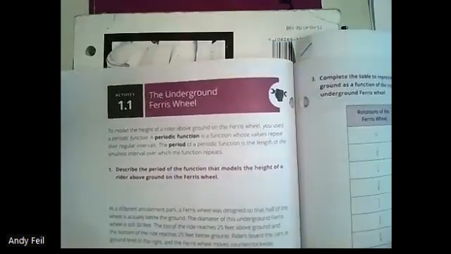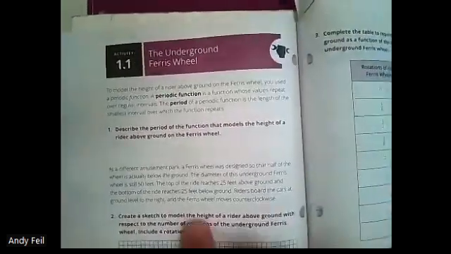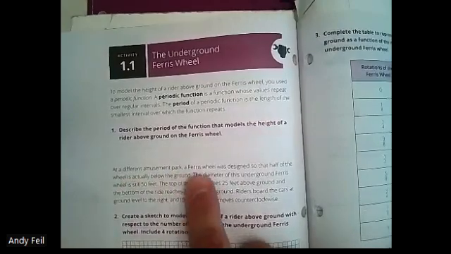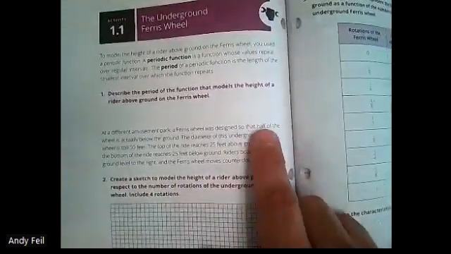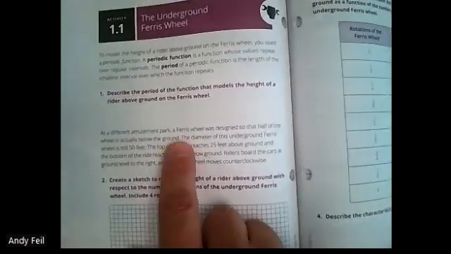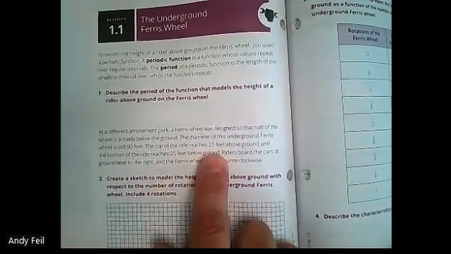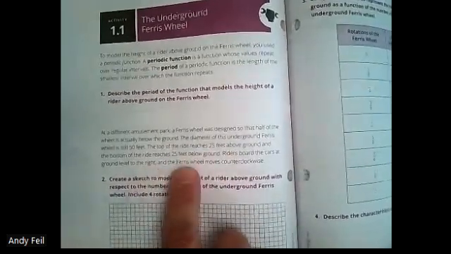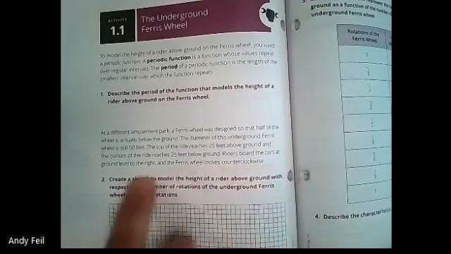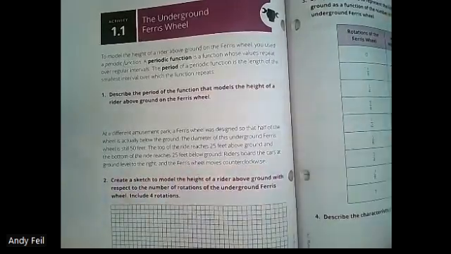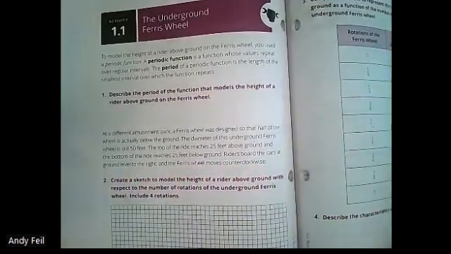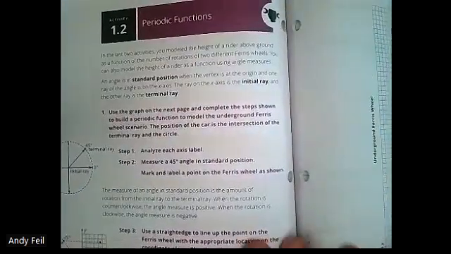So here's what we're going to do. We are going to do an underground Ferris wheel. This one says at a different amusement park, a Ferris wheel is designed so that half of the wheel is actually below ground. Doesn't that sound cool? You go underground, above ground, and so on. So the top of the ride reaches 25 feet above the ground. The bottom of the ride reaches 25 feet below ground. Riders board the cars at ground level. The Ferris wheel moves counterclockwise. So here's what we're going to do.